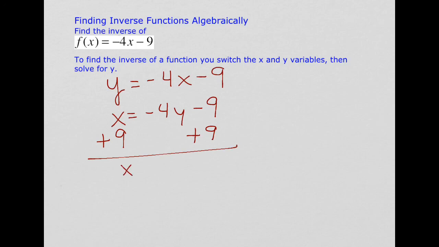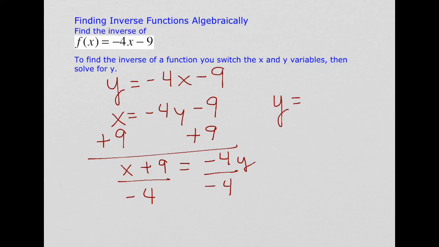And I get x plus 9 equals negative 4y. Well, all I need to do now is divide both sides by negative 4. And I get my inverse, y equals x plus 9 over negative 4.